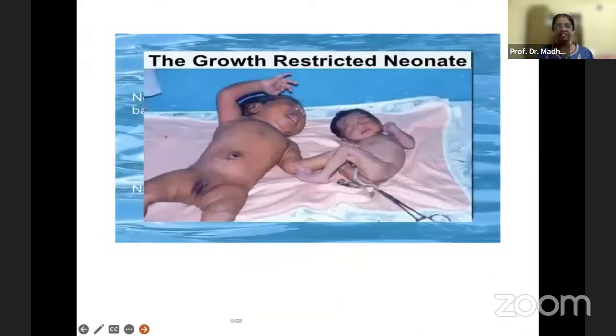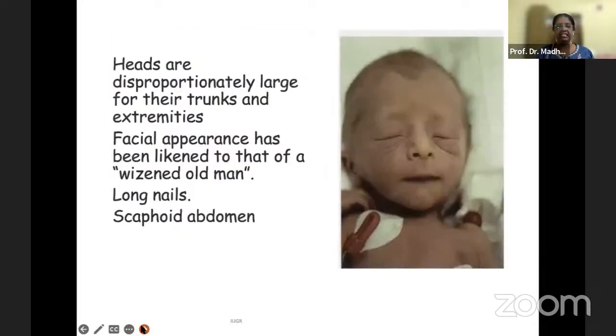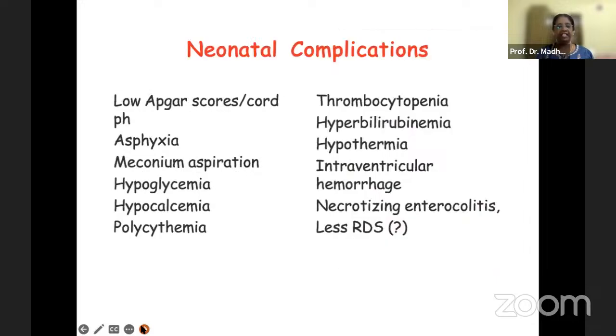This is our growth restricted neonate. This is a big baby and this is a small baby. This is the IUGR baby. The head is disproportionately large for the trunk and extremities, and the face looks like a wizened old man. The neonatal complications are many: aspiration, hypoglycemia, hypocalcemia, etc.